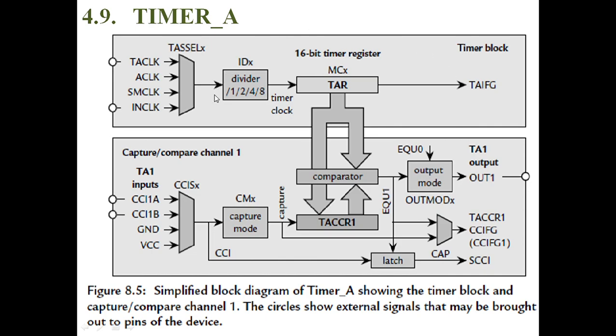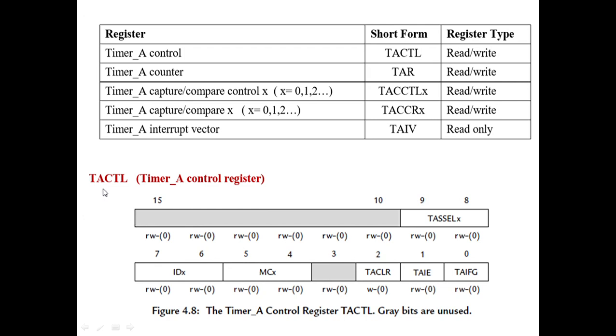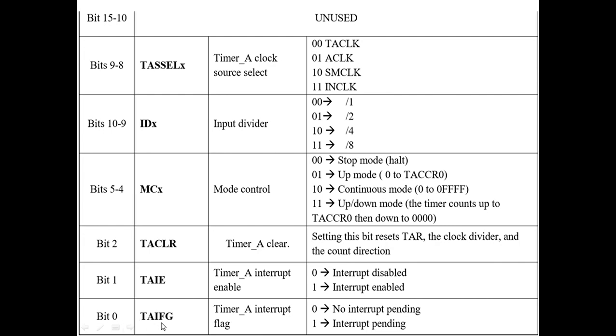So this timer A register is controlled by using a control register, that is, the timer A control register. Bit 0 indicates the timer A interrupt flag. Whenever a timer A interrupt occurs, this value is 1. Next, if you are enabling the interrupts in the timer A device, at that time this value is 1. If you want to clear the timer A register value, then the TA clear bit 2 value is 1.